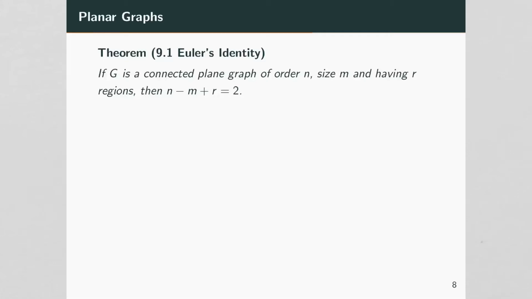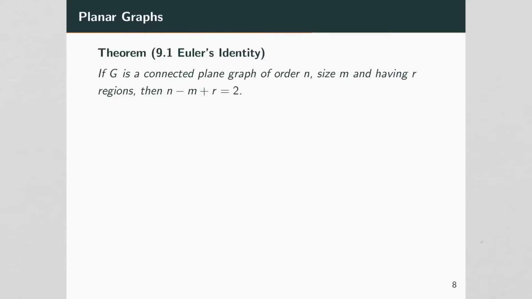Now we're going to look at one of the basic theorems regarding planar graphs, which is Euler's identity. It says that if you have a connected plane graph of order n, size m, and r regions, then n minus m plus r equals 2. The reason it says plane here rather than planar is because we have to think about how it's drawn to be able to identify how many regions it has.